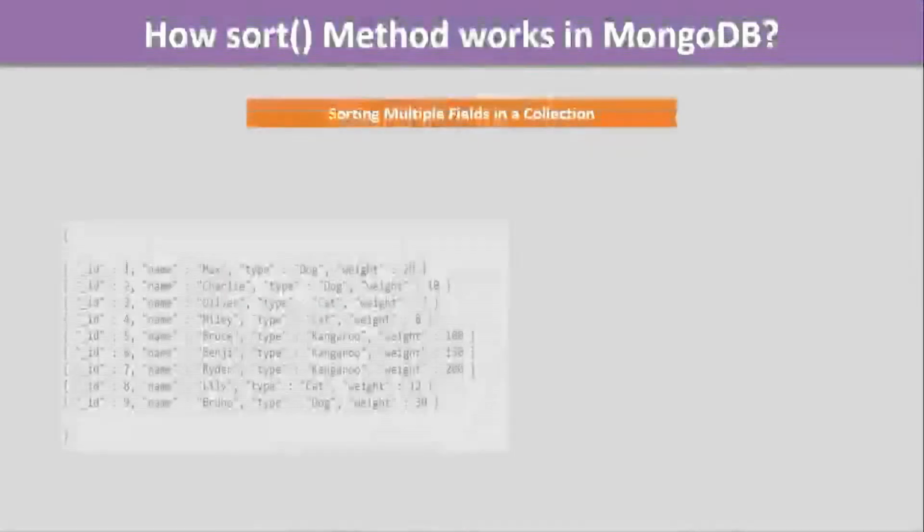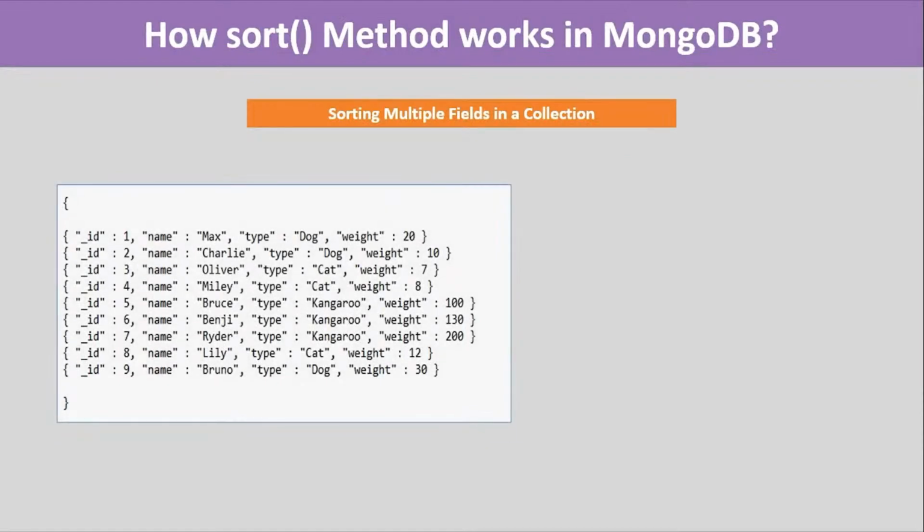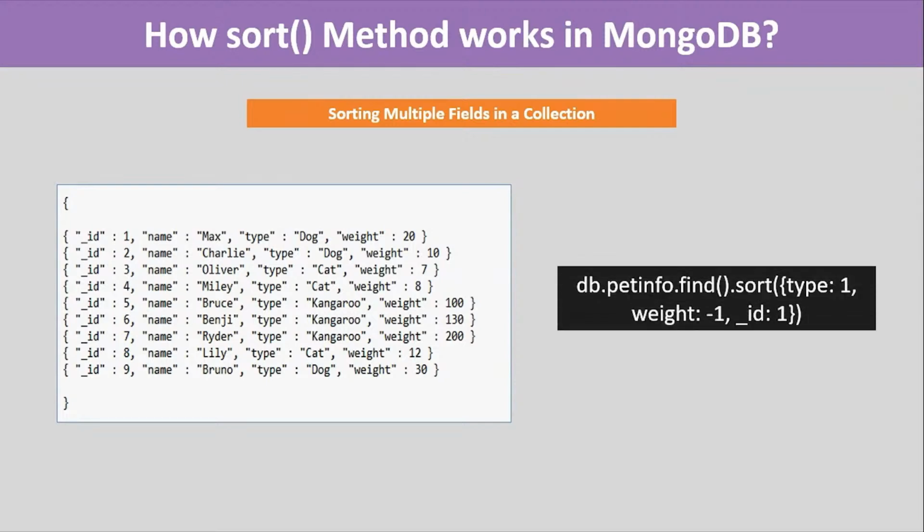Now let's say I want to sort on multiple fields in a collection, so in what way will I be able to do it? Let us consider an example here. Let's say I have a petinfo collection, and we have various records, or you can say documents, with fields like the name of the pet, type, and its weight. Now if I want to sort on multiple fields within this collection, I would write a query as db.petinfo.find().sort(), and next I am sorting this collection based on its type, its weight, and finally the ID.